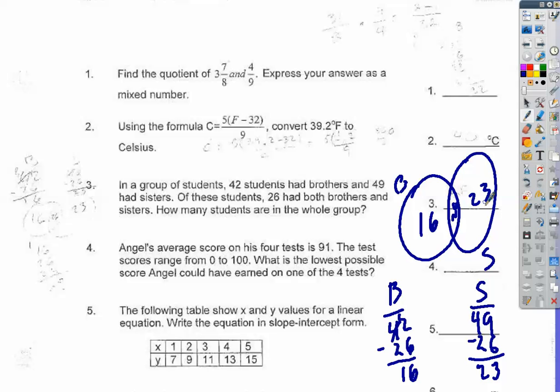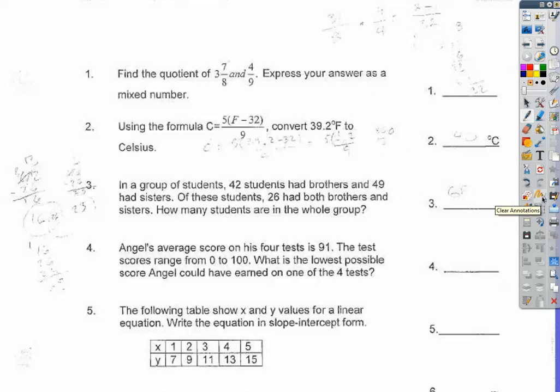And it's asking how many students are in the whole group. So we have 16 plus 26 plus 23. So we add it, so we have 15, carry the 1. So 2 plus 2 is 4, 6, we have 65 total people.